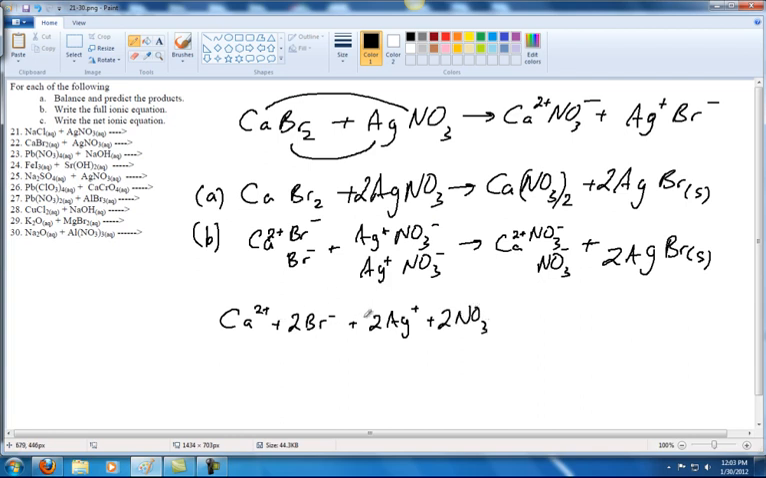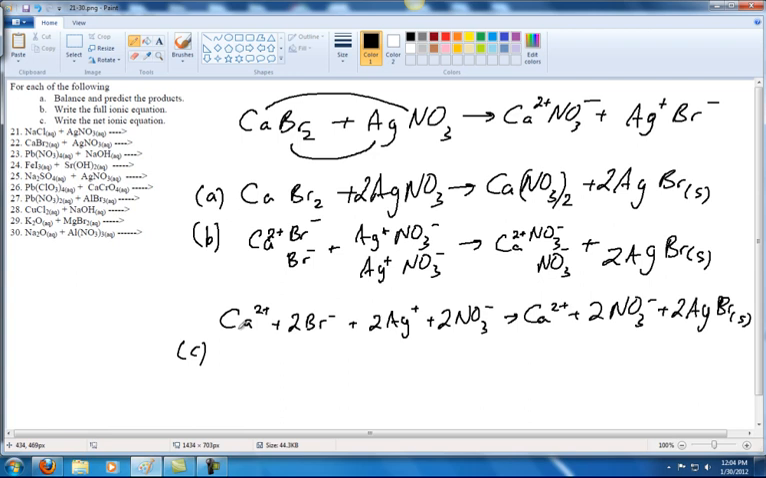Notice I put a plus sign in between each because these are splitting up into these ions. We've got one Ca2+ down here, and two NO3 negatives over here. And then we've got the silver bromide, of course, which does not split into ions. Alright, so that's part B answered. Now we're going to look at part C.